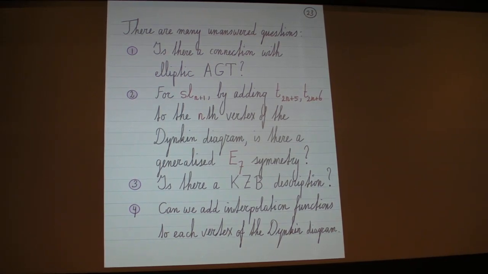Well, I told you that in the non-elliptic case, this had to do with SU2 AGT. Now we have an elliptic integral. Does this connect in some way? I tried to read some of these elliptic AGT papers, and I didn't understand a word of it, so I have no idea what the answer is. But it seems plausible that there's some connection.